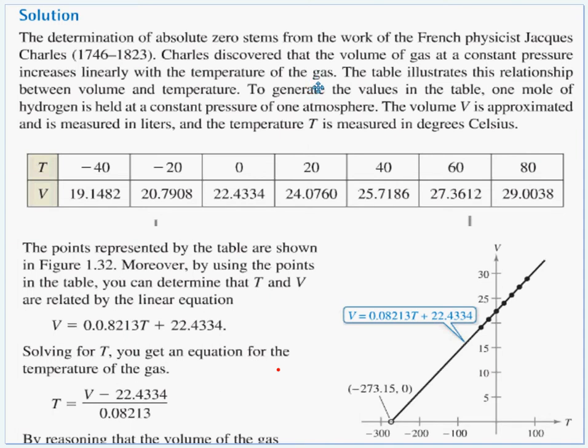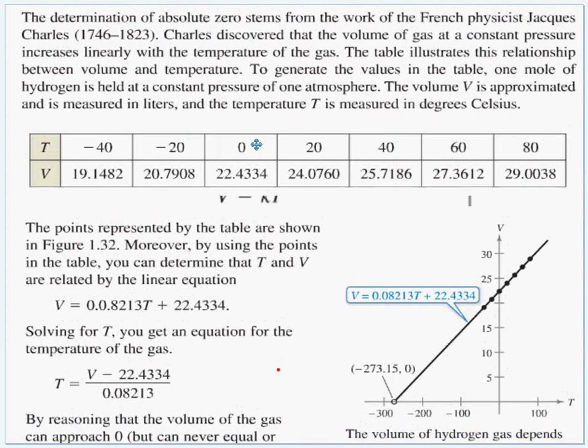So if you have a set volume of gas and you increase the temperature, the gas will expand and have greater volume. If you reduce the temperature, the gas will contract and take up less space. The table illustrates this relationship between volume and temperature. To generate the values in the table, they took 1 mole of hydrogen held at a constant pressure of 1 atmosphere. The volume V is approximated and measured in liters, as the temperature is measured in degrees Celsius.